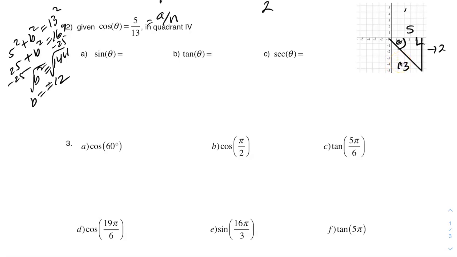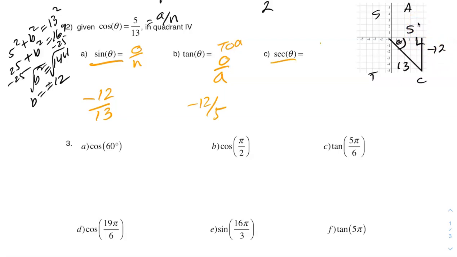Another way to do it, if you want, is All Students Take Calculus. We're in quadrant 4, so the only thing that should be positive is cosine. Everything else should be negative. So let's do this. Sine is opposite over hypotenuse, so opposite is negative 12, hypotenuse is 13. Tan is opposite over adjacent, so opposite is negative 12, adjacent 5. Secant is the reciprocal of cosine. I keep on saying opposite, it's reciprocal. So you just flip cosine. They gave it to us, 5 over 13, so secant is 13 over 5.